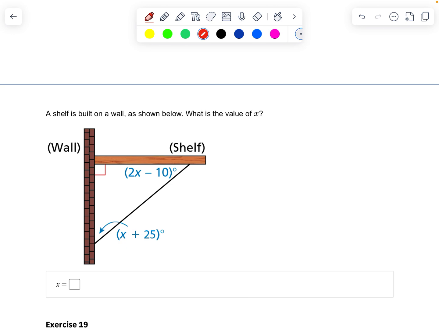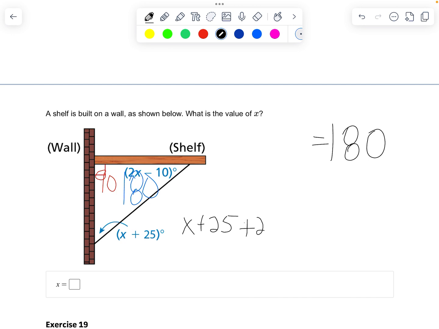Well, I want you to look. You got 3 angles, right? This one obviously is 90 degrees, yes? And then we just got to find the rest. And how many degrees are on the inside of a triangle? We know 180 degrees is on the inside total. It's going to all equal 180. So let's just add everything together. So I've got X plus 25, plus 2X minus 10, plus the 90.